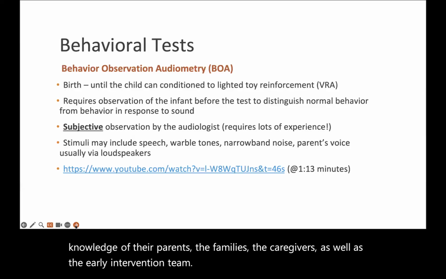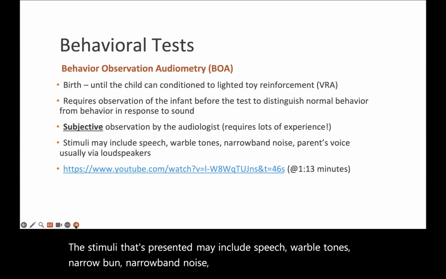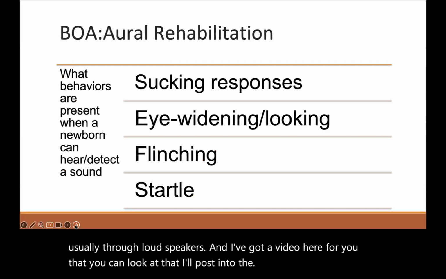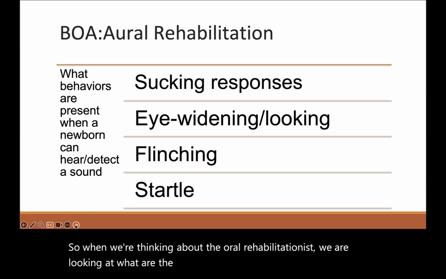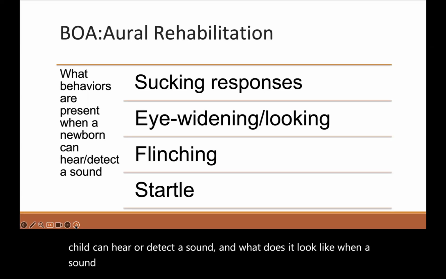The stimuli that's presented may include speech, warble tones, narrowband noise, the parent's voice, an early interventionist's voice, usually through loudspeakers. And I've got a video here for you that you can look at that I'll post into the Canvas page. So when we're thinking about the oral rehabilitationist, we are looking at what are the behaviors that are present when this little child can hear or detect a sound, and what does it look like when a sound is present versus when a sound is not present.